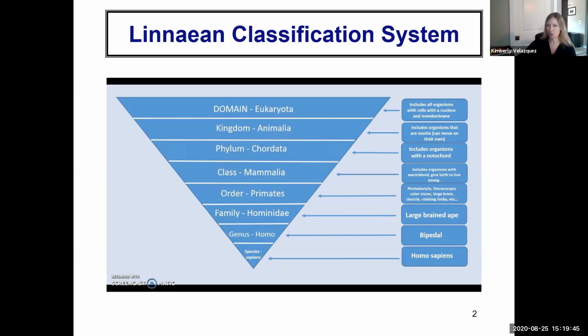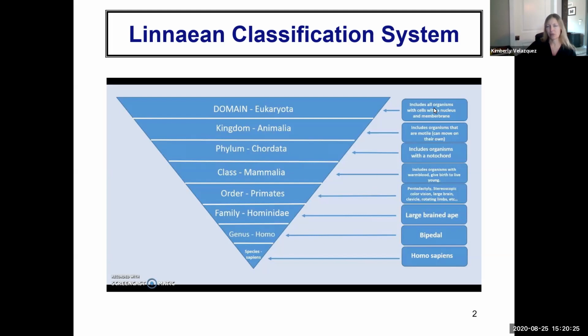So this example uses humans and starts with domain. So domain Eukaryota, all eukaryotes are in this domain. So that would be all plants, animals, fungi, and protists. So this is a pretty big category of classification, but that's where we are classified because we are animals and that is our kingdom. We're in the animal kingdom, and our phylum is Chordata, class Mammalia. We're in the primate order, the Hominidae family, so we are hominids, genus Homo, and species is sapiens.